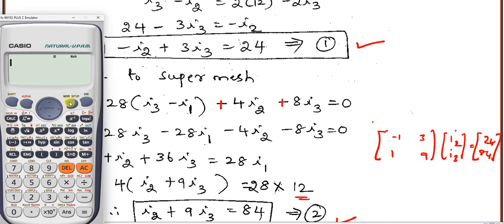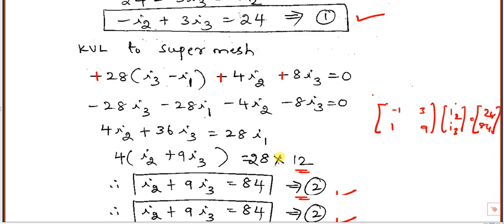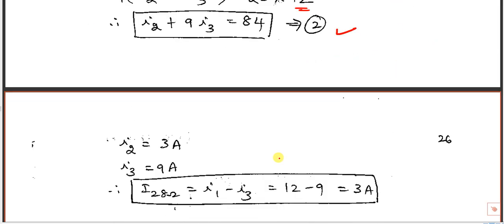Go to mode equation. It is in the form of two unknown variables. So equation number 1: minus 1, 3 is equal to 24. Equation 2: 1, 9 is equal to 84. X is equal to 3, Y is equal to 9. That means I2 is equal to 3 and I3 is equal to 9.